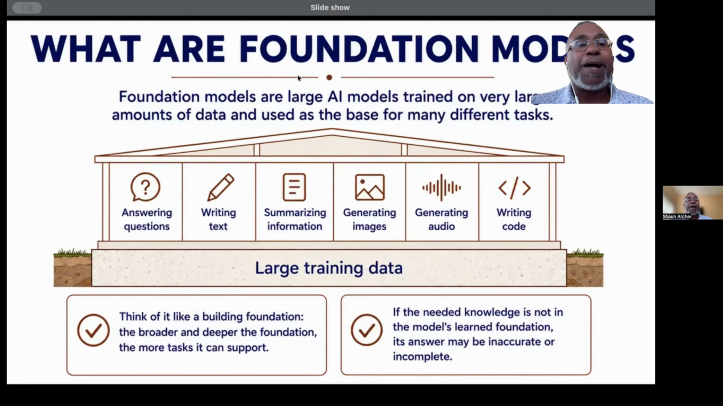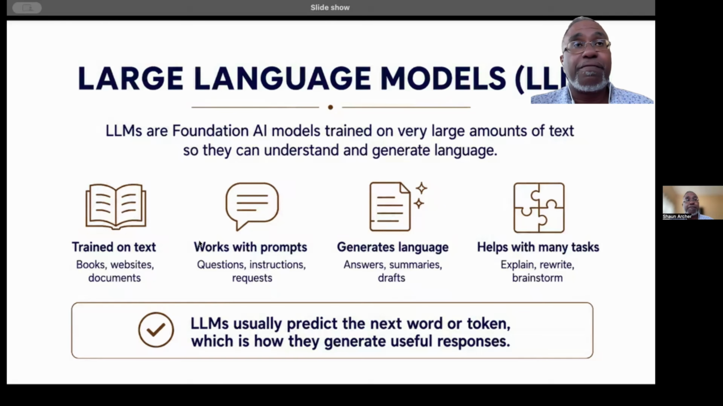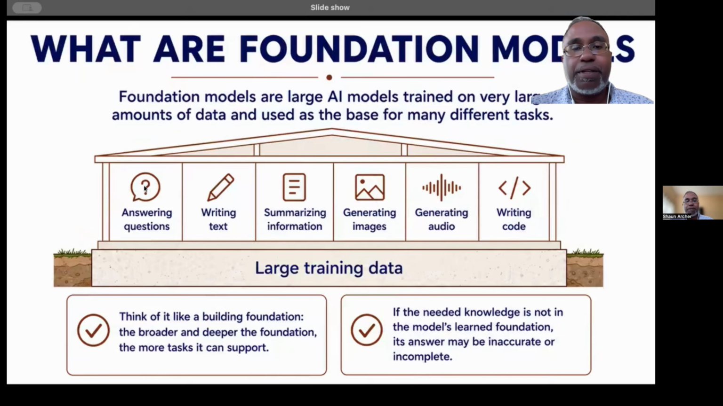Now, as a result of that, these models can do a large number of things. They understand your language and they can answer questions. They can write text. They can summarize information. If they were trained on images, they can generate images, new images that never existed before. They can generate speech and audio if they were trained on these things. They can even generate programming code if they were trained on sufficiently large amounts of programming code.